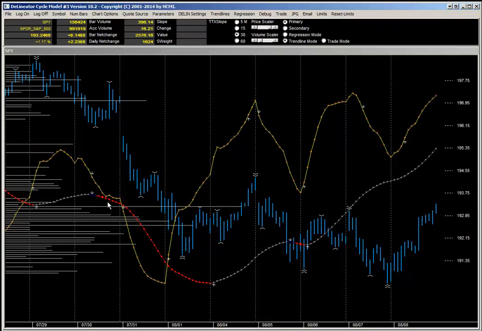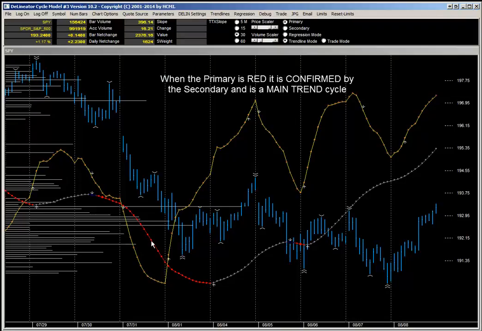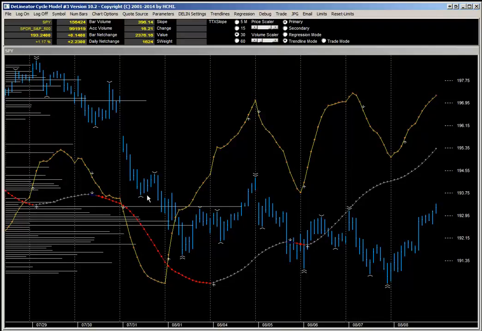When it's colored red, in this case, back here from July 30th through August 1st, we know that its direction is confirmed by the direction of the secondary, hence it's a main cycle trend. We would expect to see lower lows and lower highs, and in the case of an unconfirmed upcycle, we would not expect to see higher highs and higher lows. In this case, we got lower lows here and slightly lower highs, so that's very consistent.